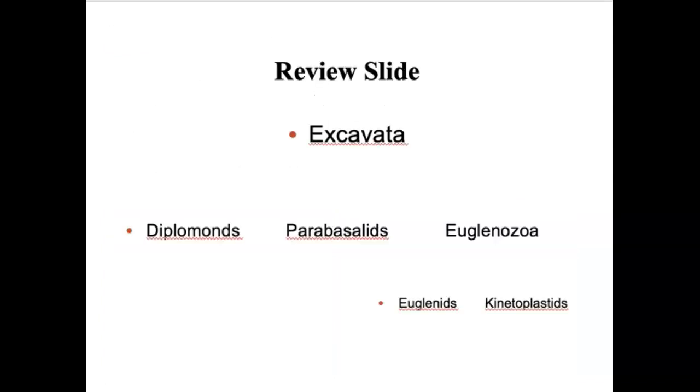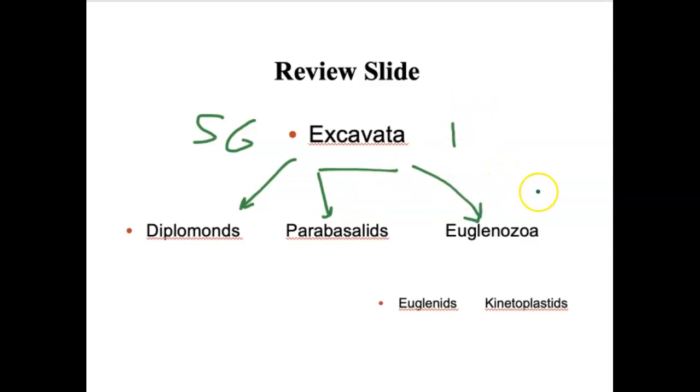I would encourage you guys, write this out. Don't print it. Write it out. Take 2 minutes, write out supergroup Excavata, and indicate the key feature. Now, once you're in Excavata, you go one of 3 routes, but you have to have that feature to go to the next route. So here's step 1, step 2, based on your feature, you go Diplomonads, you go to Parabasalids, you go to Euglenozoa. What are the features under each of these?